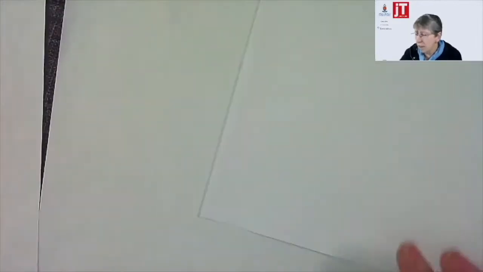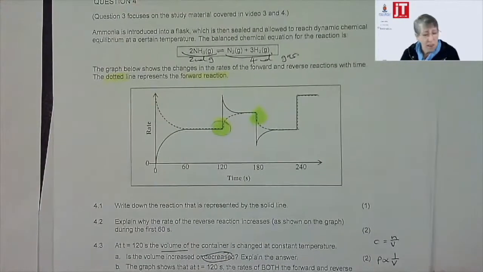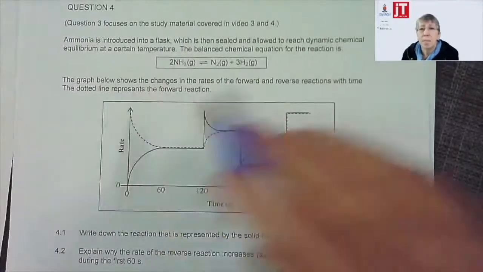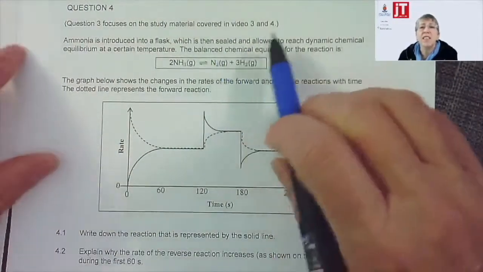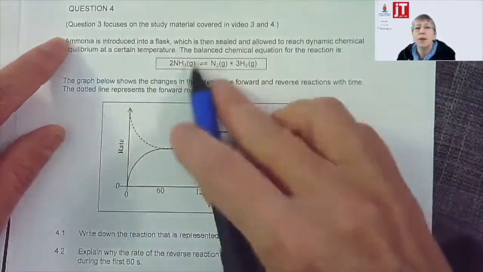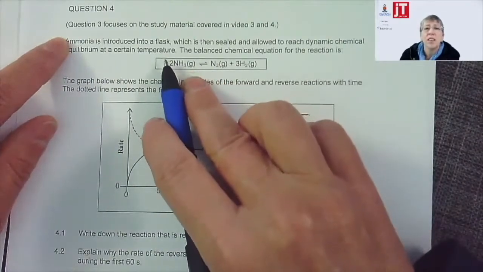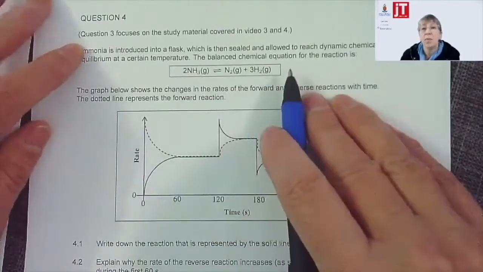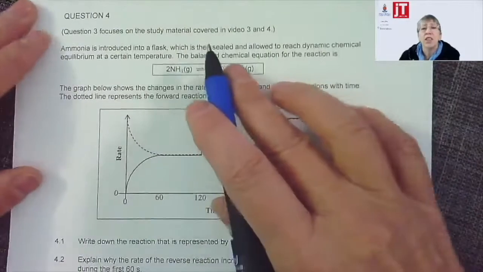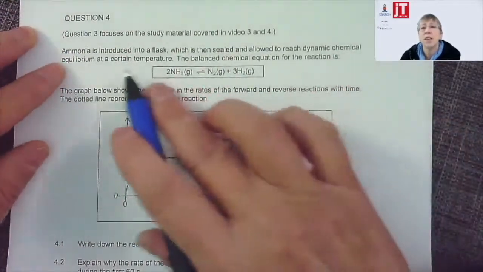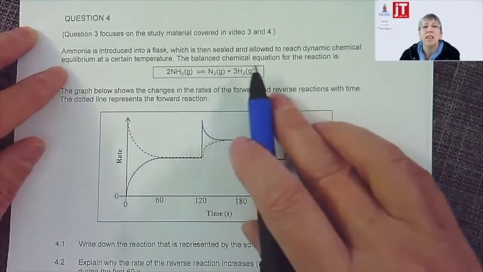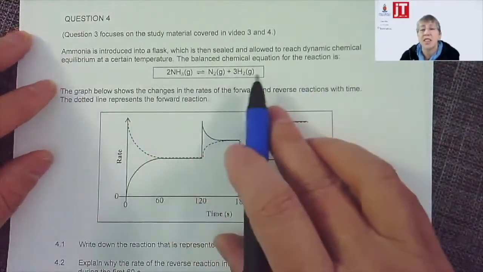Next on, there were a few guys who asked me to look at the question that I asked you on your worksheets. Now, they said ammonia is introduced into a flask, which is then sealed and allowed to reach dynamic chemical equilibrium at a certain temperature. So they only put ammonia in, right? So at the start, there can only be a forward reaction, right? The balanced equation for the reaction is this.